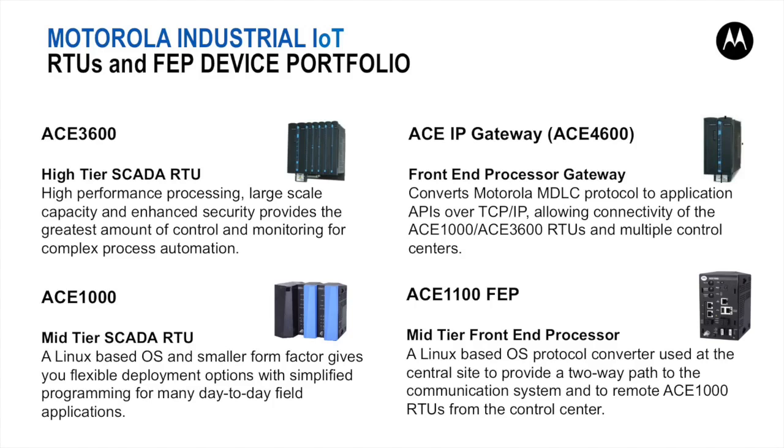The ACE1000 RTU facilitates high reliability and interoperability at a lower cost. Its powerful processor combined with the flash and RAM memory allows this RTU to be used in the most demanding IIoT environments. The ACE1100 FEP is used at the central site to provide a two-way path to the communication system and to remote ACE1000 RTUs from the IoT manager entity.